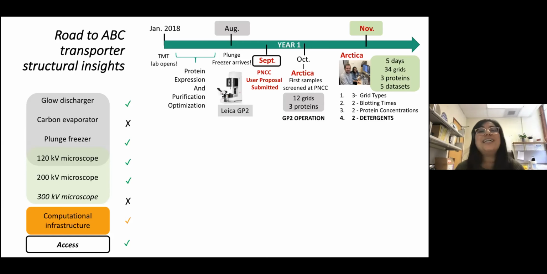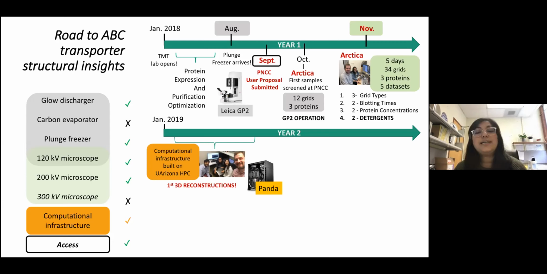And we left with 5 data sets, 1 for each day of the screening time that we had reserved on the Arctica. During this time, we really got a feel for our grid freezing parameters, our blotting times, our protein concentrations, and most importantly, because we're a membrane protein lab, detergents, and specifically how proteins behave in different detergents. These data sets kept us busy for the first half of 2019, where we took our data back to the lab and used it to build an infrastructure.